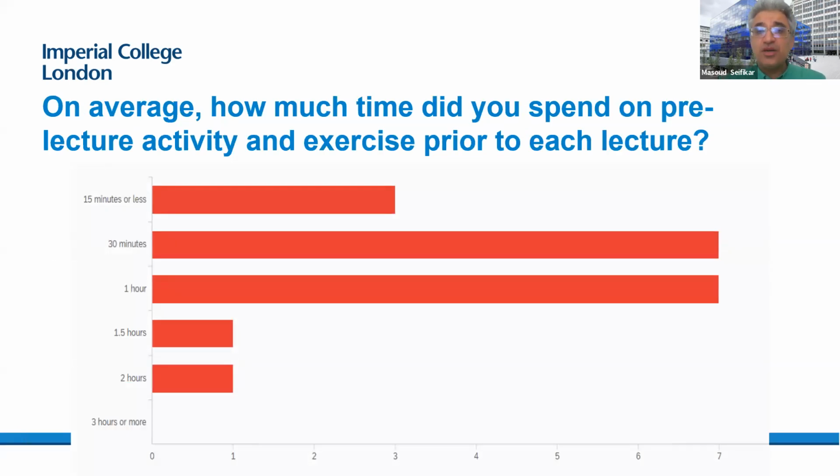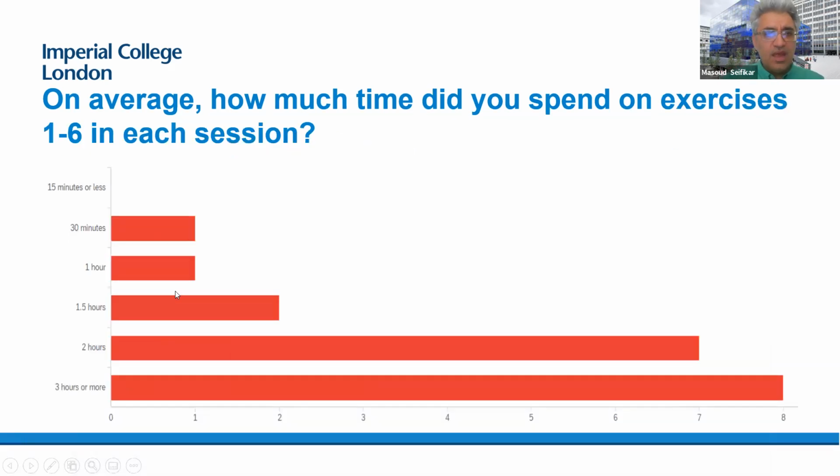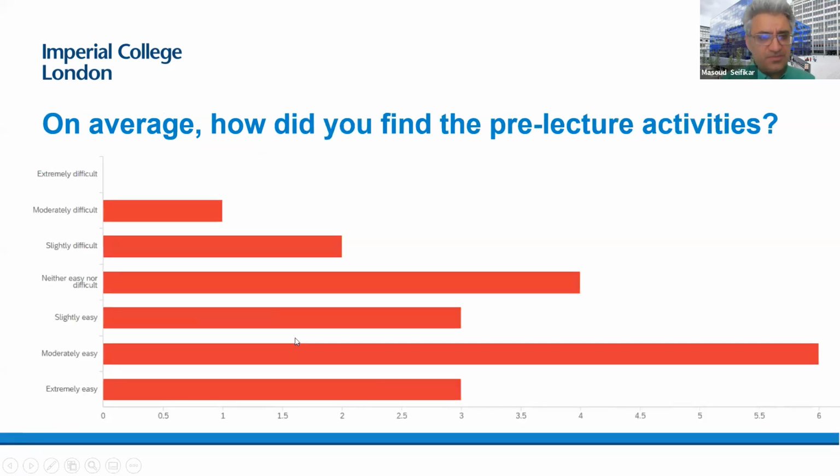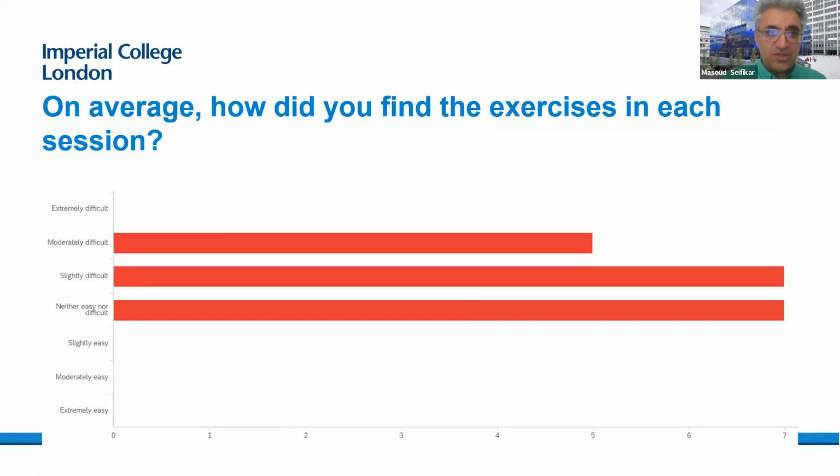On average, how much time did you spend on pre-lecture activities? You see that it was between 30 minutes and 1 hour. On average, how much time do you spend on the exercises themselves? It's between 2 and 3 hours. And on average, how did you find the pre-lecture activities? Except for one student, most of them said that it was easy, from slightly easy to moderately easy, and a few people said neither easy nor difficult.